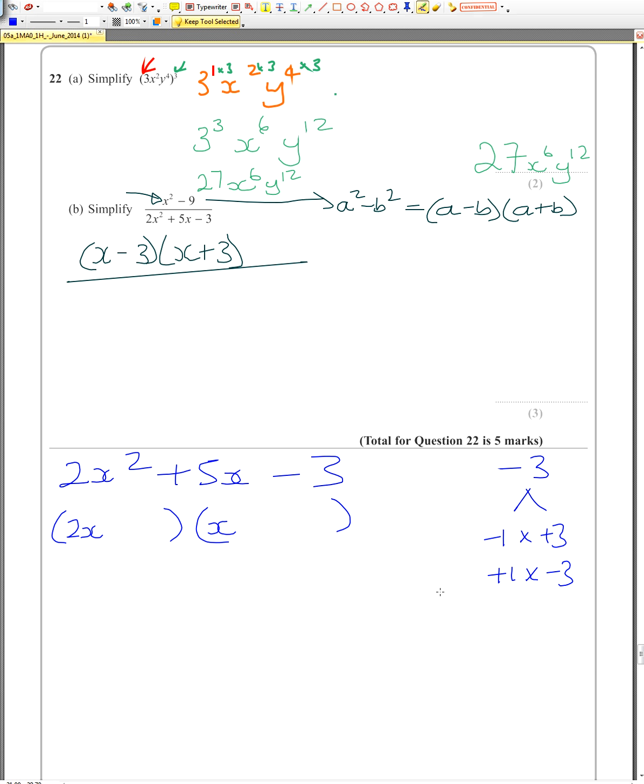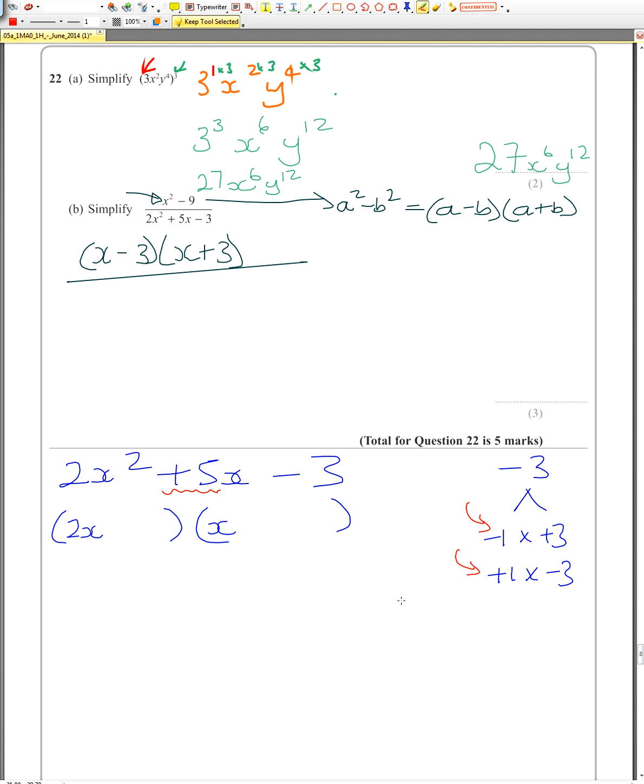Now we have to select which one of these factor pairs that we have chosen will fit here, and in which order. Which one is it? This one or this one? So that's important. We need to get an overall plus 5x, so we need the positive numbers overall to be more than the negative numbers. So we need a net positive answer.